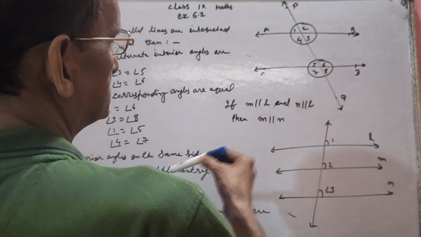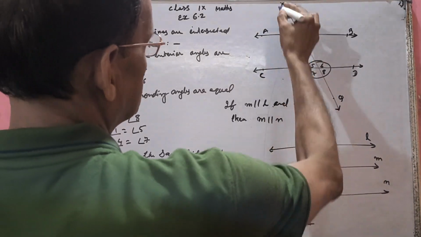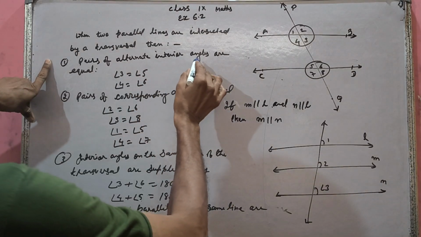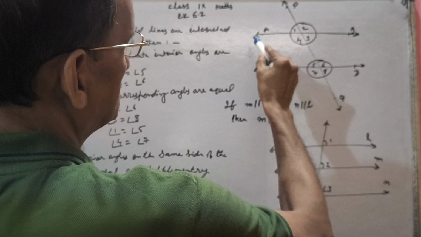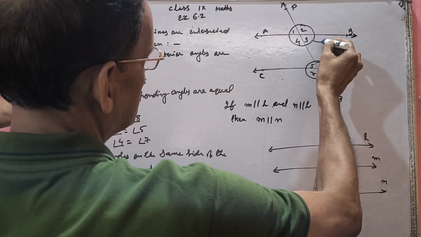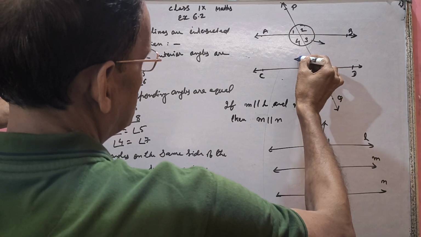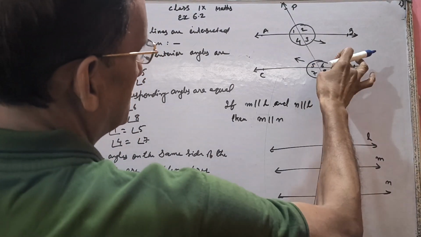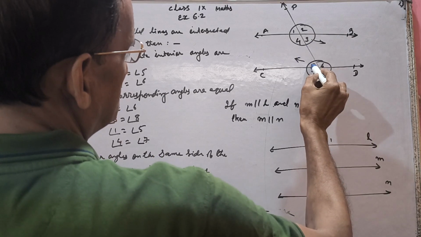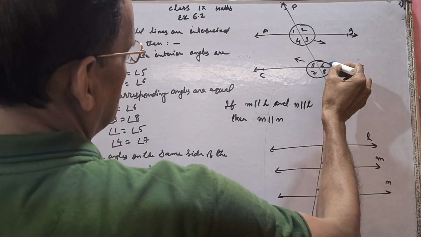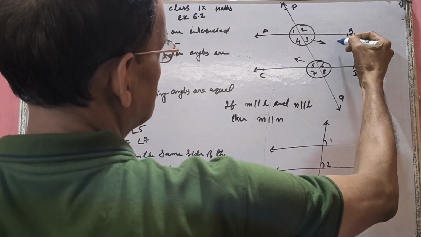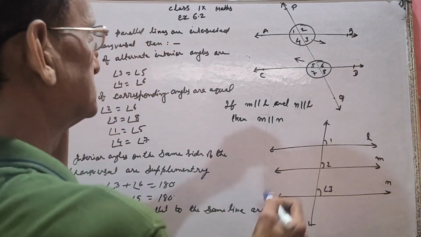When two parallel lines are intersected by a transversal, then number one, the pair of alternate interior angles are equal. See the direction. Angle 3 equals angle 5, angle 4 equals angle 6. They are in alternate directions, and interior means inside the two parallel lines. So that's why.